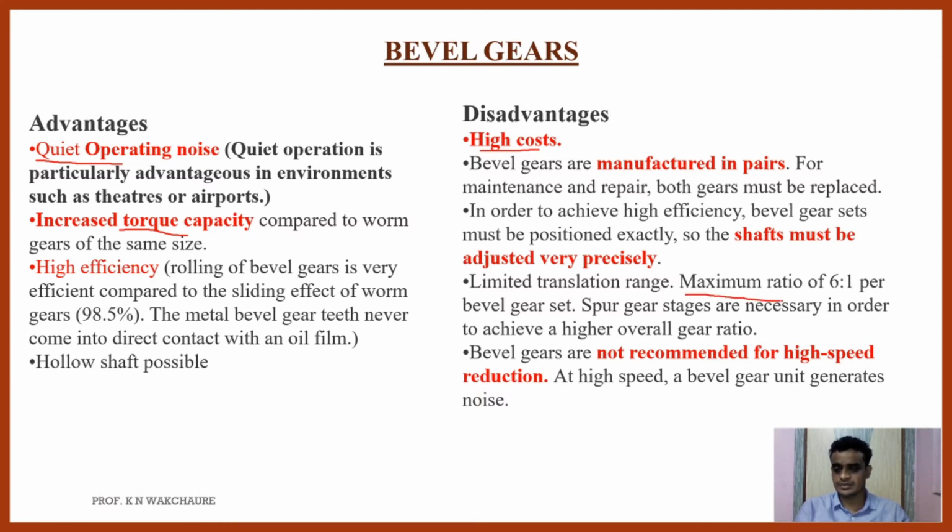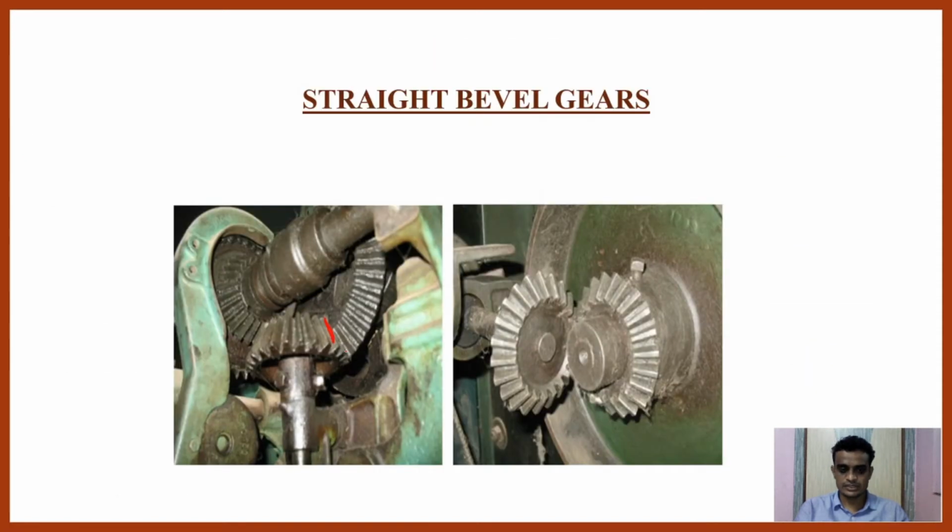Again, the maximum velocity ratio is 6:1. That means we do not recommend them for very high speed applications, because at high speed they will generate noise. These are the advantages and the disadvantages of the bevel gears. These are the straight bevel gears which are used in the milling machine. This is the milling machine operation.